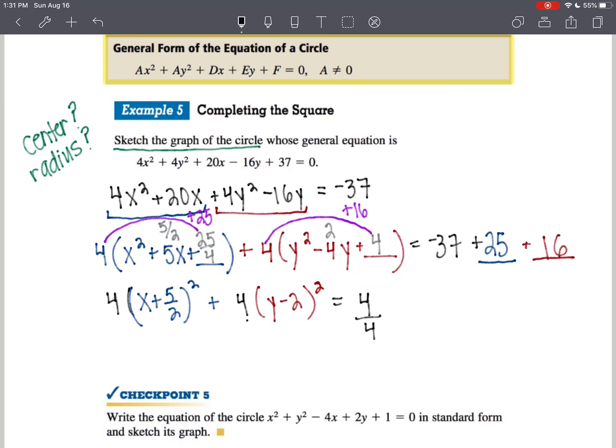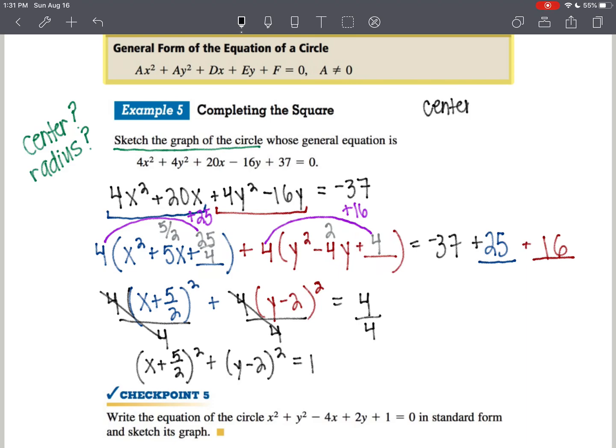Now we're going to divide each term by 4 so that we can get rid of that coefficient out front that doesn't belong. And we're going to get x plus 5 over 2 squared plus y minus 2 quantity squared equals 1. The center is negative 5 over 2, comma 2, which is negative 2.5, comma 2. I'm only putting the decimal there so that you get an idea of how far to the left you're going from the origin when you plot your center. And the radius is the square root of 1, which is 1.